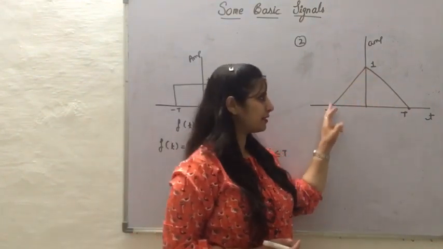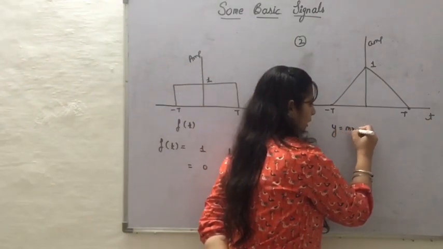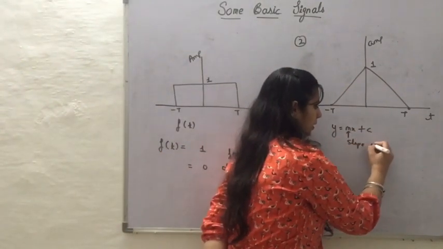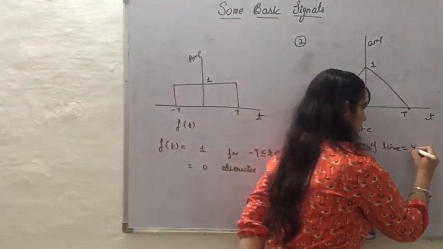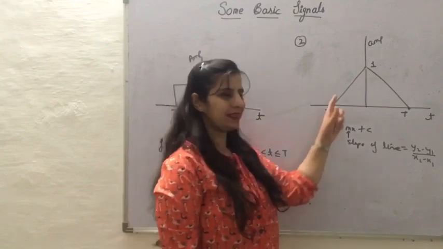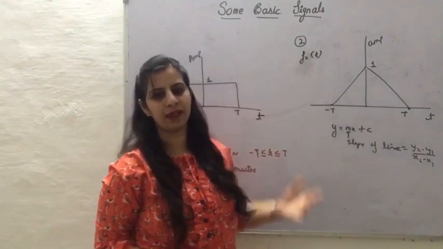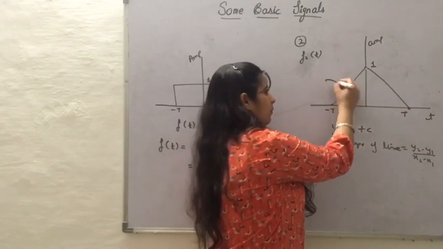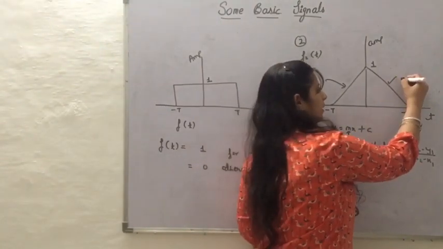changing. For this kind of signal, we can give the equation of the line as y is equal to mx plus c, where m is the slope of the line. Let's consider the name of the signal to be f2 of t. For writing this equation mathematically, we need to find out the slope of this line and the slope of this line. Let m1 be the slope of this line and let m2 be the slope of this line. So here it is m2.